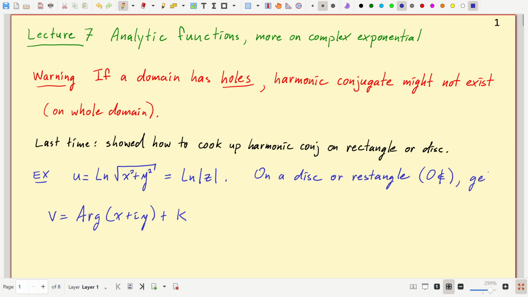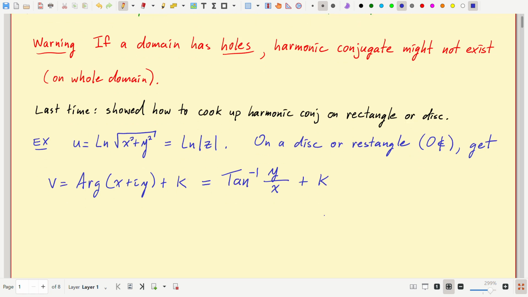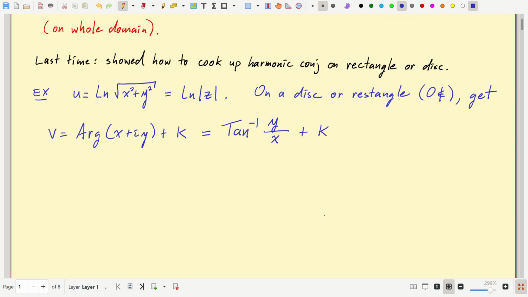In that case, you get the principal argument. And of course, the principal argument is the principal arctangent of y over x. So that's a real function. And so when you think about trying to come up with a harmonic conjugate on a domain with a hole, and the hole includes the origin, so for example, let's do an annulus.